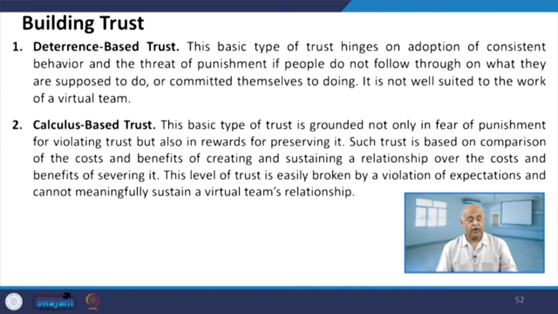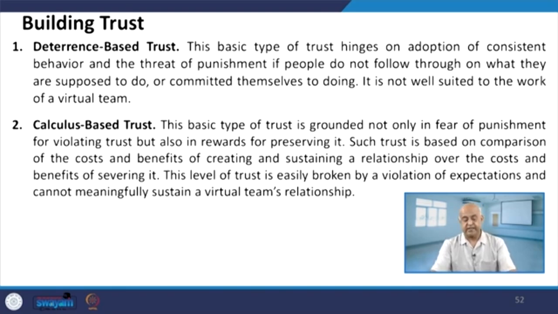So, how to build trust? Deterrence-based trust hinges on the adoption of consistent behavior and the threat of punishment if people do not follow through on what they are supposed to do or committed themselves to doing. It is not well suited to the work of a virtual team.